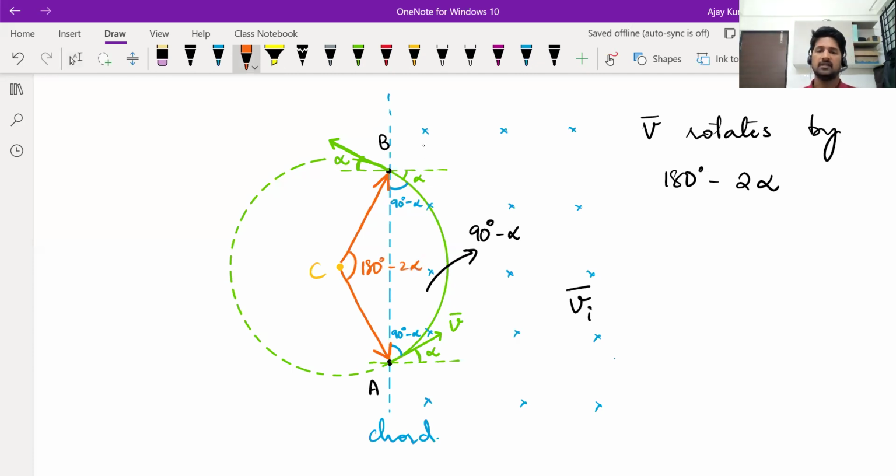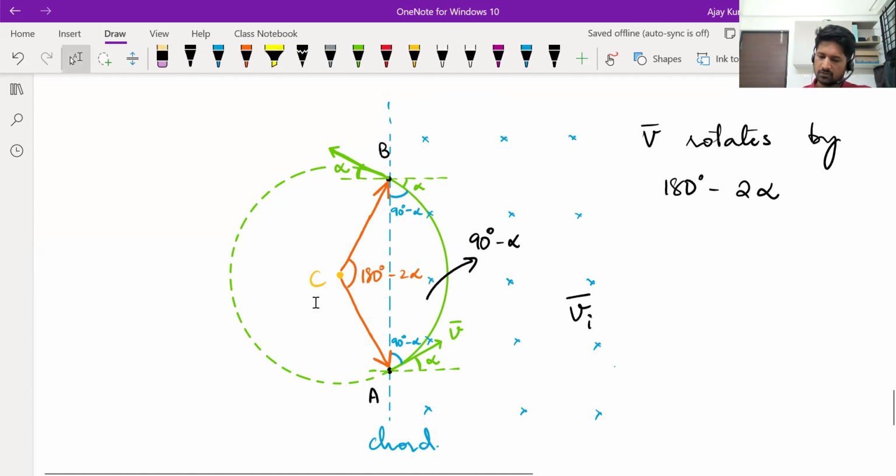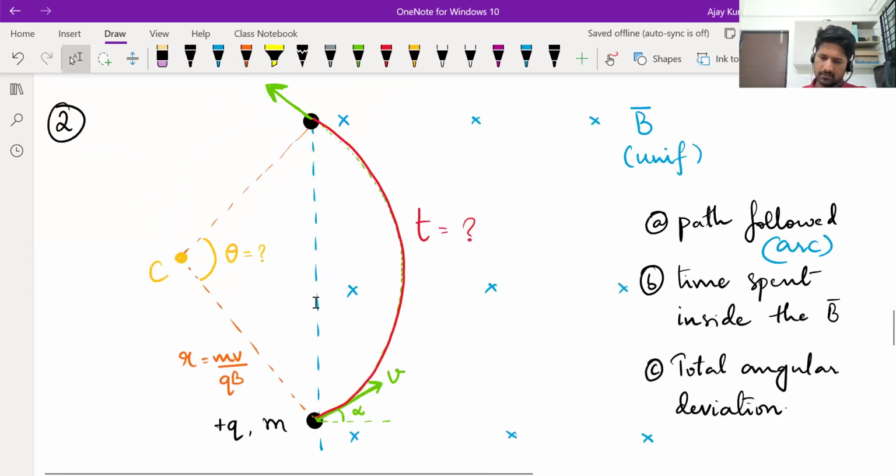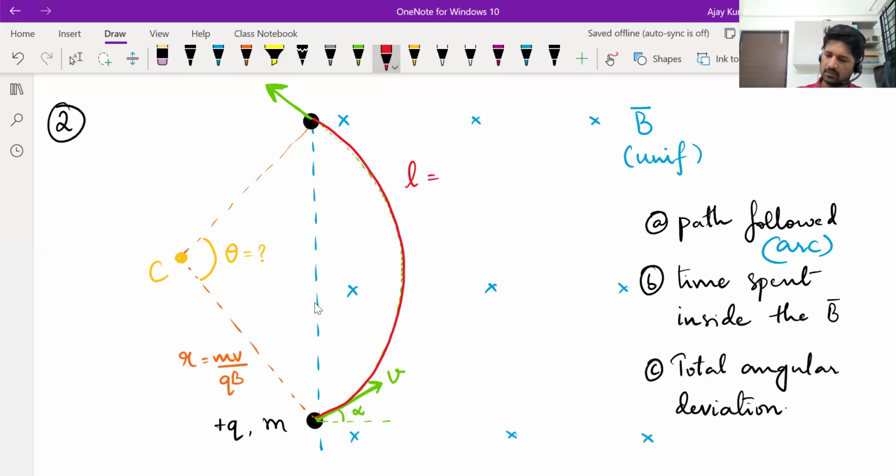That is the angle subtended at the center of the circle by the arc along which the particle moves. Now you can use L is equal to r theta. Let's go back to that diagram. The length of this arc will be L is equal to r theta. Let me just write the formula first: L is equal to r theta. So r is mv by qb.